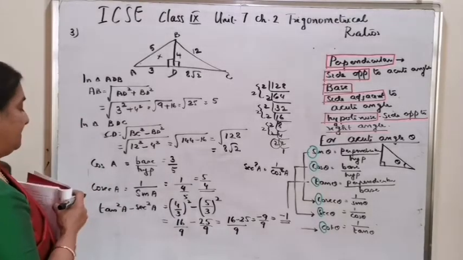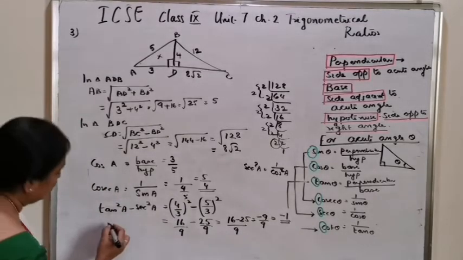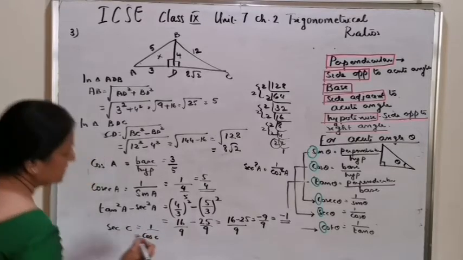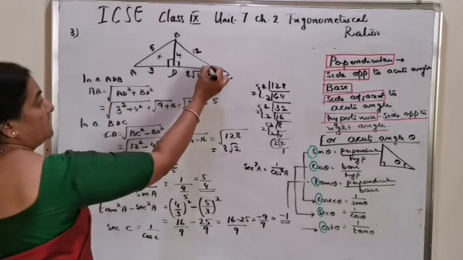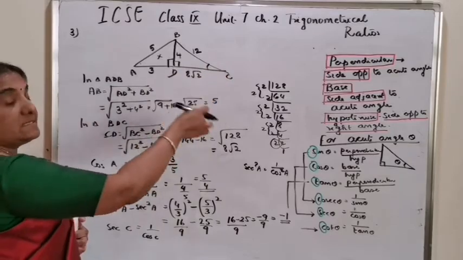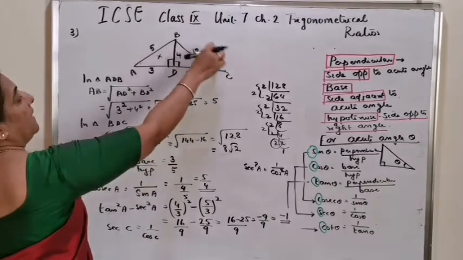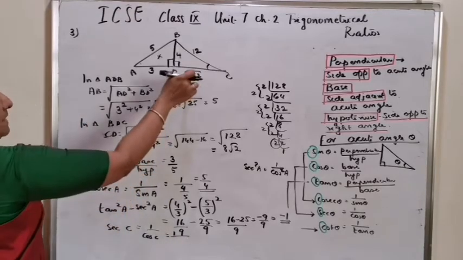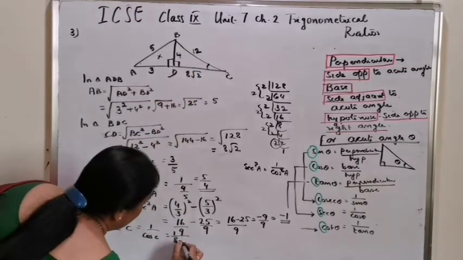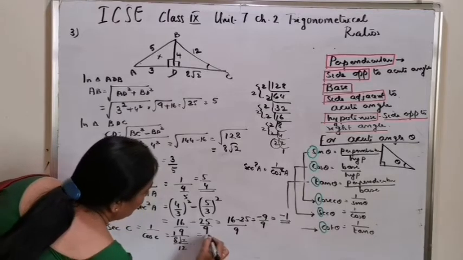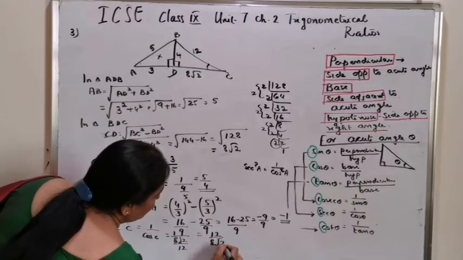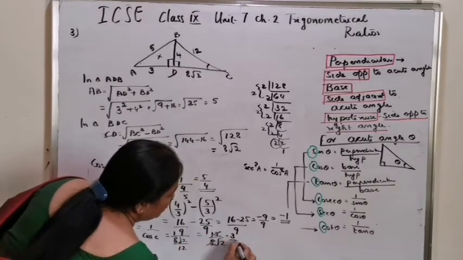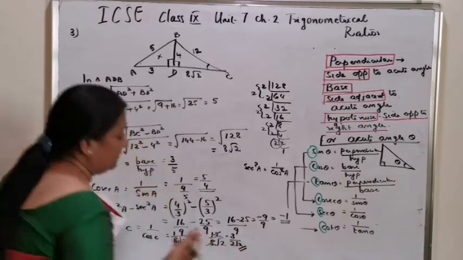Sec C. Let's go to the angle C, acute angle C. Sec C is 1 by cos C. Here is angle C. Cos is base by hypotenuse, which is 8 root 2 by 12, so sec C is 12 by 8 root 2, which can be simplified as 6 by 4, that is 3 by 2 root 2.